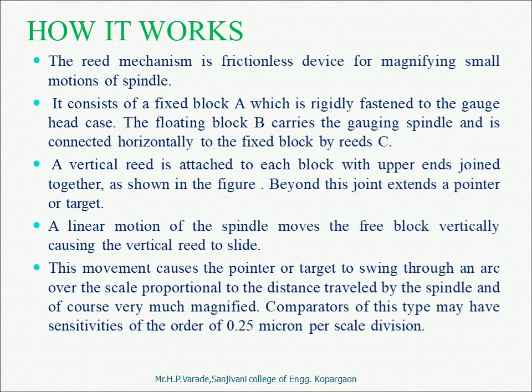A linear motion of the spindle moves the free block vertically up and down, causing the vertical reed to slide. This movement causes the pointer or the target to swing through an arc over the scale proportional to the distance traveled by the spindle, and of course very much magnified. Comparators of this type may have sensitivities of the order of 0.25 micron per scale division.